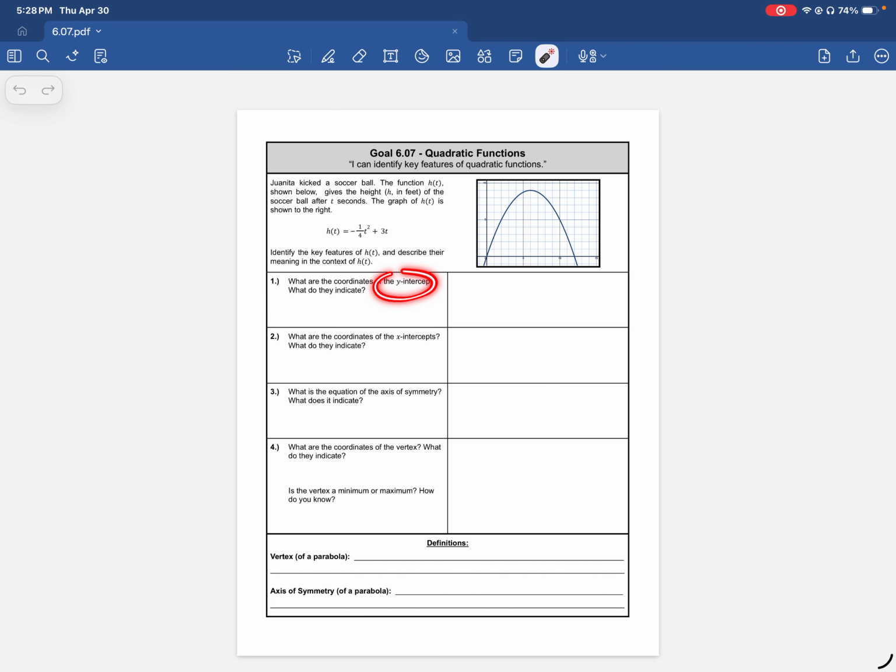So the y-intercept is where it crosses the y-axis. Explain what that y-intercept means, not just the ordered pair, but what each of those values means. The x-intercepts, right here and right there. Axis of symmetry is that vertical line across which the parabola is a mirror image of itself. The vertex is this highest point up here. Is the vertex a minimum or maximum? Minimum will be a low point, maximum will be a high point. Down here, explain what the vertex of a parabola is and what the axis of symmetry of a parabola is.